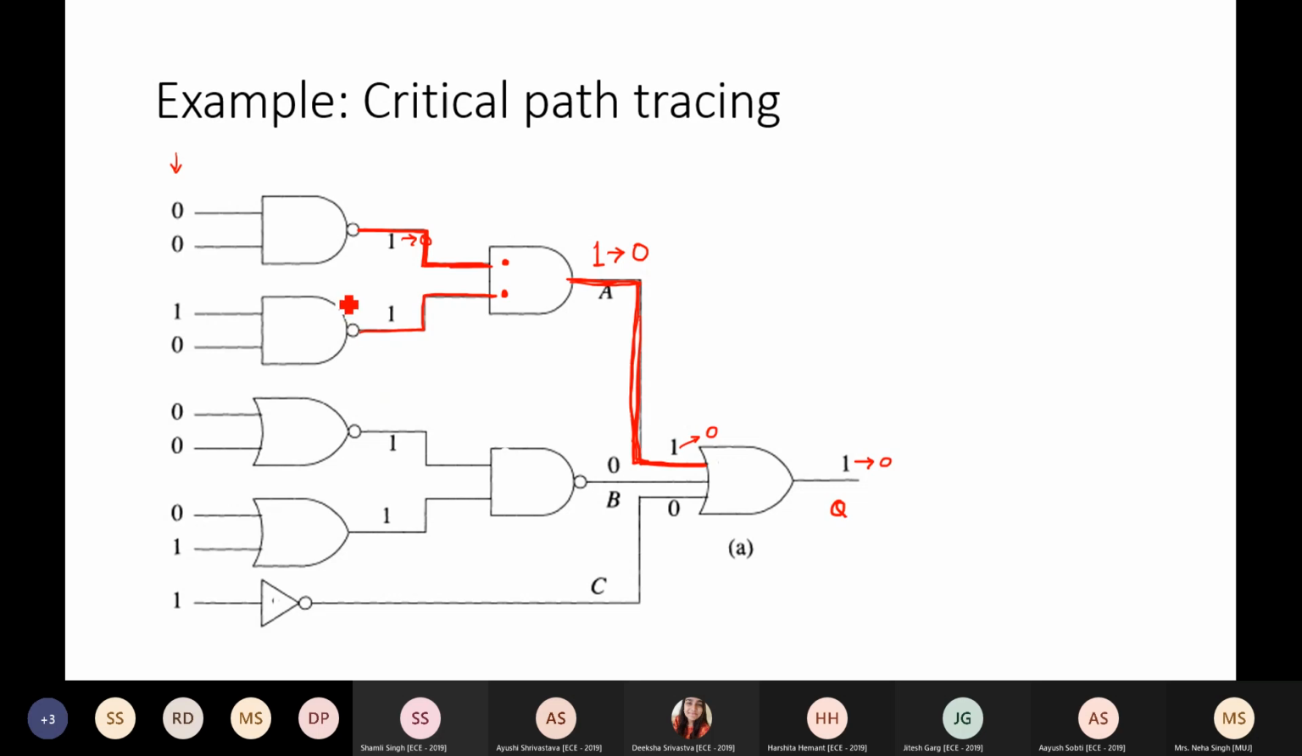Fine. Let us trace back to the primary inputs now. If I look at this gate, the first NAND gate, let's say G1, the output is currently 1. What change at input will bring about the change in value in output from 1 to 0?